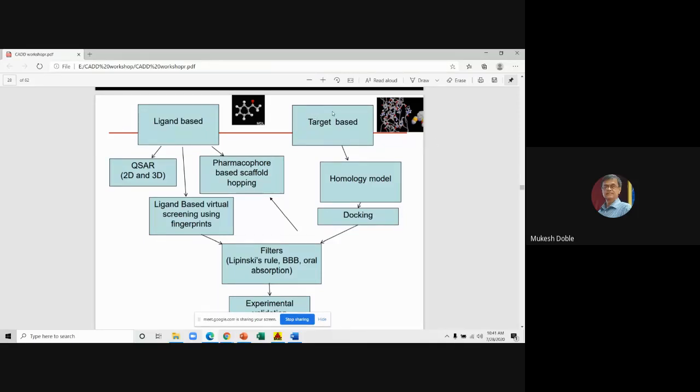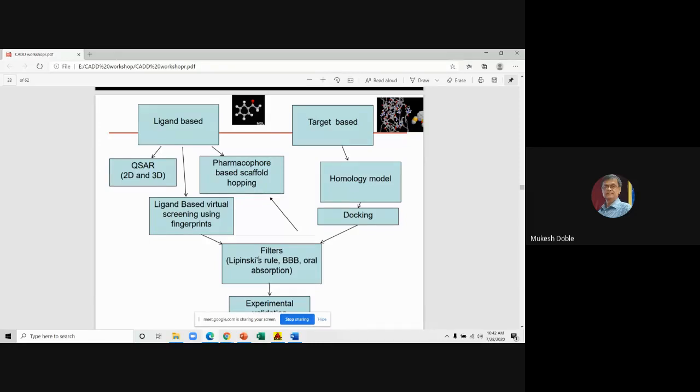That means I know the three-dimensional structure of my target protein. Then I try to design molecules which will go and bind to the target. So that's where we have things like docking and so on, as you can see here. So here on the ligand base, that's on the left-hand side, we will look today at the pharmacophore-based design.